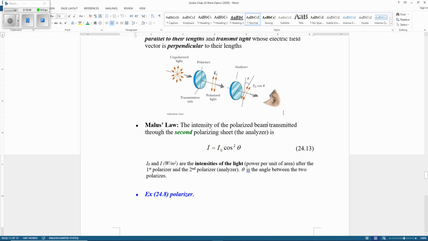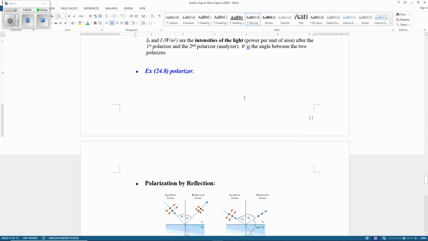We are going to have some demonstration, and we're going to measure how light passes the first one, passes the second one, then we're going to rotate the second one and see the change. That is how we're going to study this.